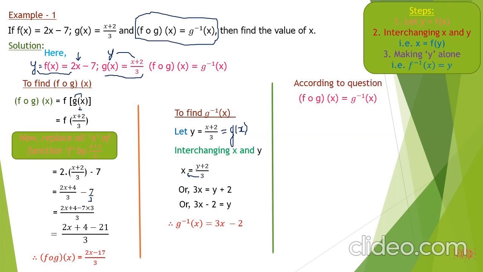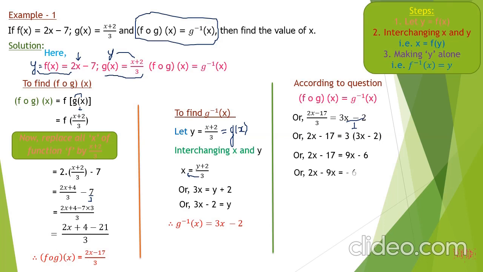Our left part is f o g x and right part is g inverse x, so we have to apply g o f x. Don't get confused about where this came from. It came from here, we have already done it, and g inverse also we have done. So now cross multiplication. The denominator is 1, so when 1 multiplies with 2x minus 17, it is 2x minus 17. Then when 3 multiplies with 3x minus 2, after multiplication you can see 2x minus 17 is equal to 9x minus 6.